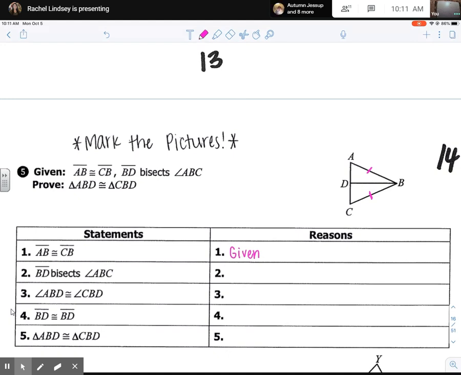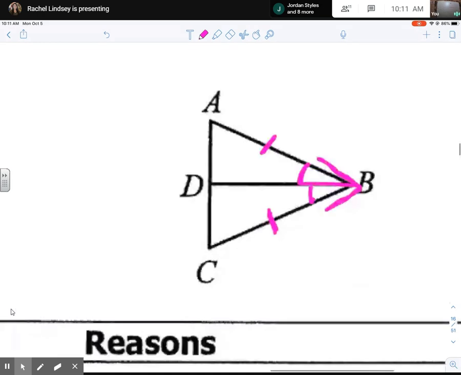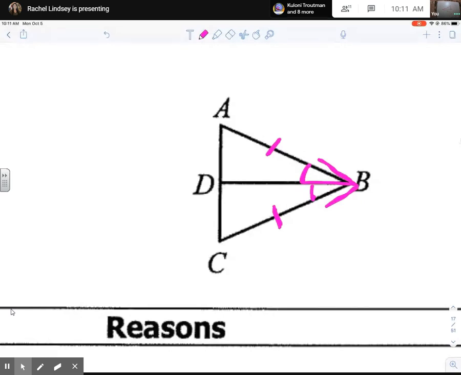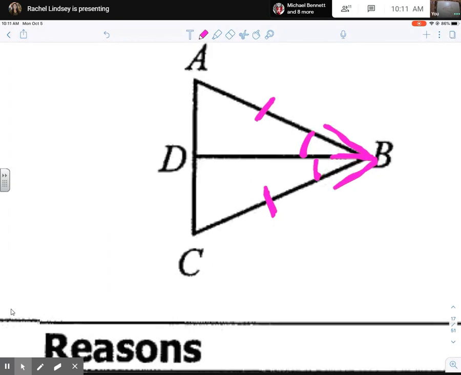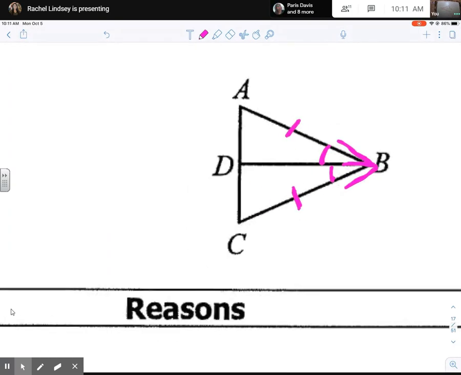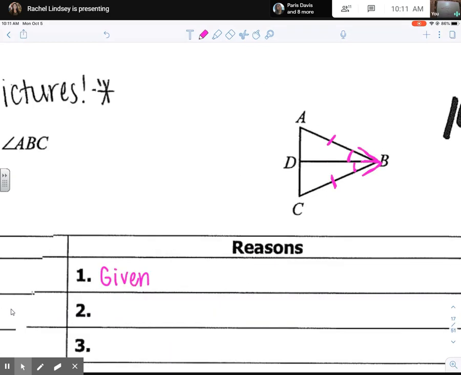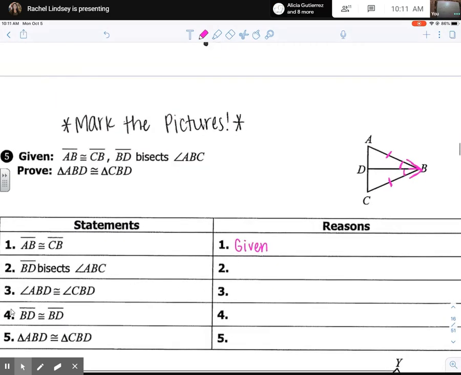Then it tells me BD bisects ABC. So here's angle ABC, and BD is bisecting it. So it kind of creates a little arrow when you highlight what it is. So if an angle is being bisected, that means it's being split into two equal parts, right? So two of the exact same parts. So that means these two angles are congruent, because those angles were bisected. So I know that happened because it was given to me.